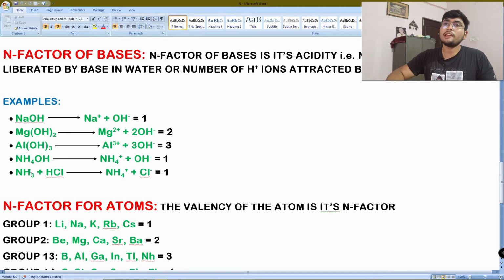You see the NH3, one H plus has been attracted from the hydrochloric acid towards NH3, that's why NH4 plus is formed. HCl will break as H plus and Cl minus, ammonia being a Lewis base. So nitrogen will give a lone pair to that H plus and attract it. So ammonia is attracting H plus ion, and how many H plus ions? 1 H plus ion. So the acidity of ammonia is 1, so the N factor is 1. I hope this is clear to you.